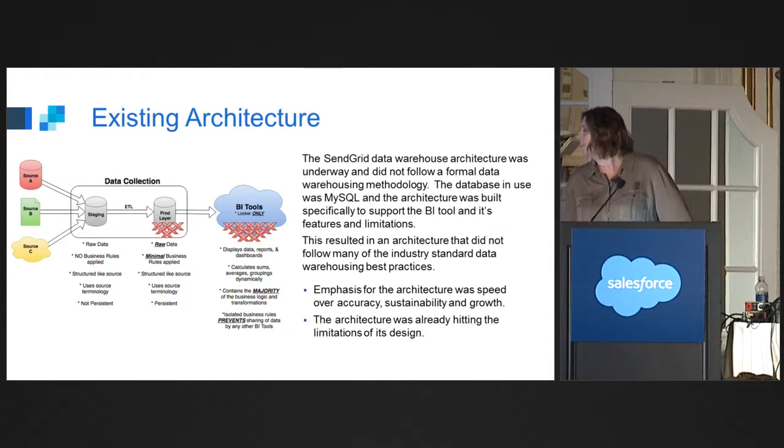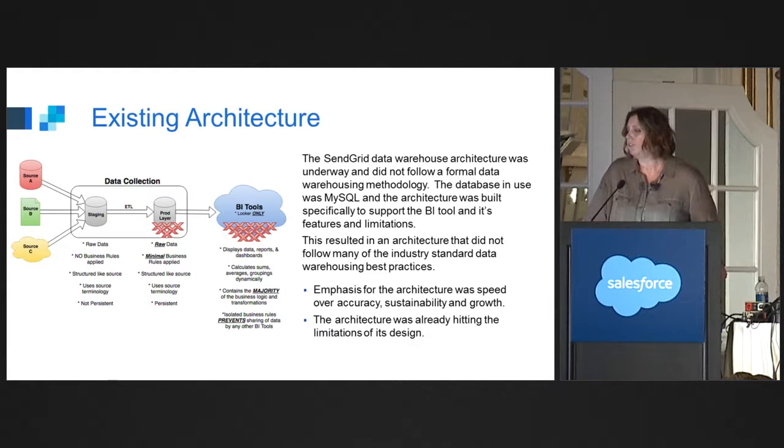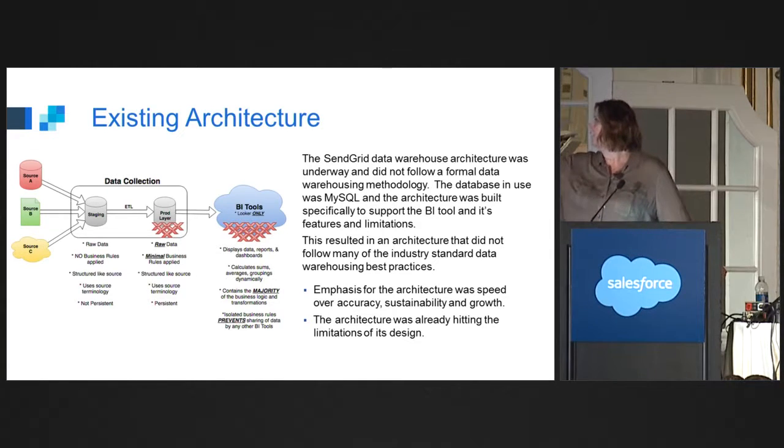And then the second layer is what was called the production layer. It still only had minimal business rules applied. It was still structured like the source, using source terminology, but it was persistent. And then all of the heavy lifting was taking place in the BI tool. The emphasis for that architecture was on speed, not on accuracy, sustainability, and growth.